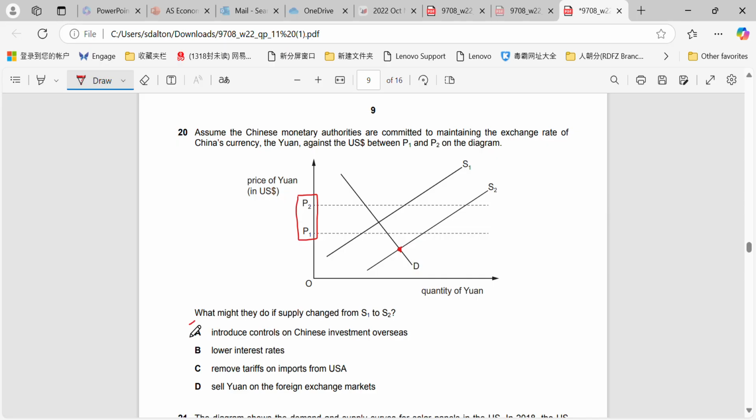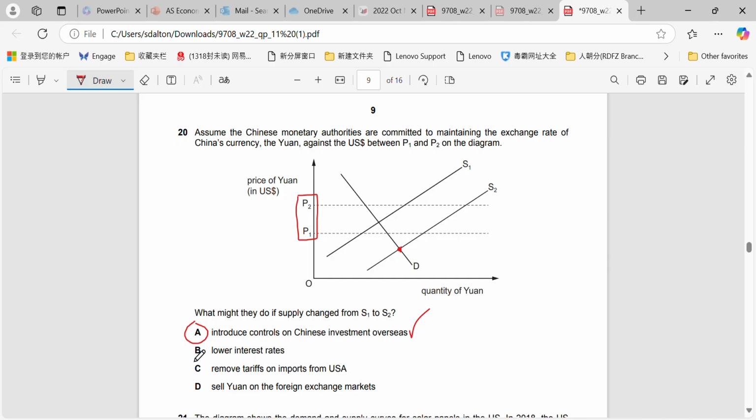So if they introduce controls on Chinese investment overseas, that is going to restrict the supply. So we might have less yuan sold on the market as the demand for US dollars will decrease. Therefore, because Chinese companies will be restricted in terms of being able to go to America and invest, there'll be less yuan exchanged for dollars. The supply of the yuan will decrease, and we will hopefully get back into that P1, P2 range.